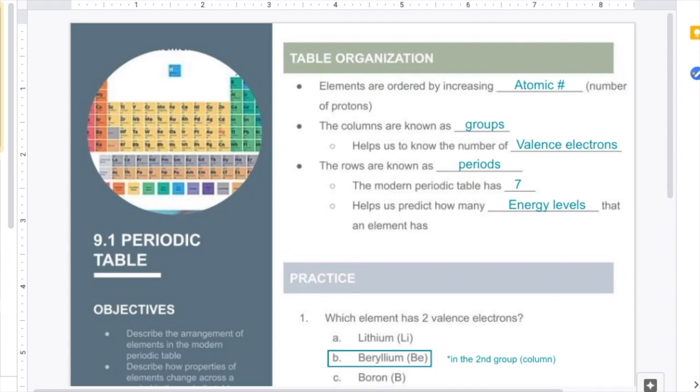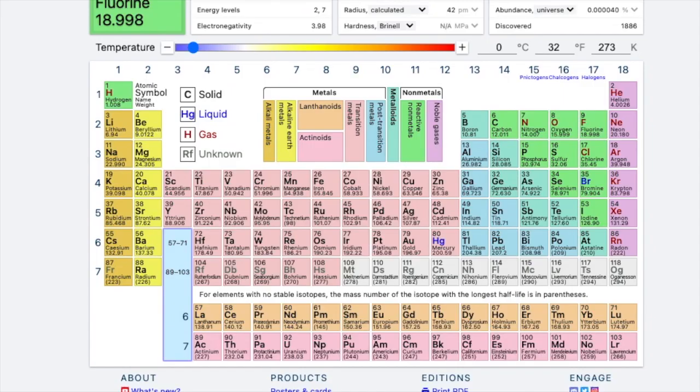Okay, and then the rows are known as periods. How I always remember the difference between groups and rows is that you put a period at the end of a sentence, and a sentence goes from side to side, not up and down. So the rows are known as periods, and in the periodic table, there are actually 7 periods, and it helps us predict how many energy levels or electron shells that element has. So if we look at the periodic table, you'll see it has 1, 2, 3, 4, 5, 6, and 7.